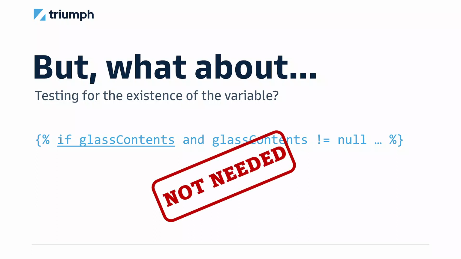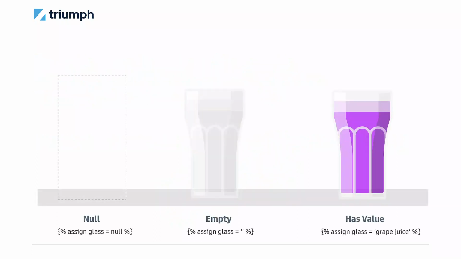Now, if you wanted to dig in to say, well, why would you ever do that? Going back to our analogy of the kitchen counter and the various cups, testing for if glass contents is basically saying, is there even a counter? So remember, the variable was the kitchen counter, the cups were the values. And in that check, we're just saying, hey, does that variable even exist? And you don't need to do that.